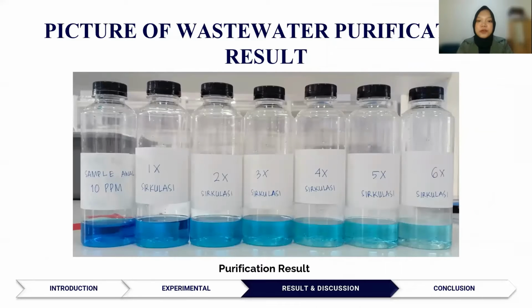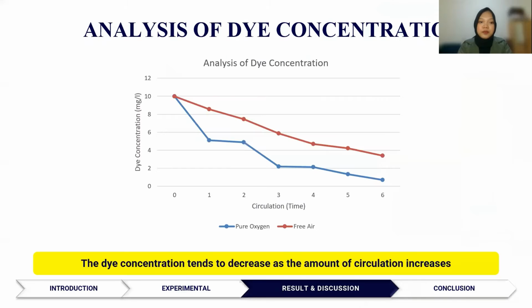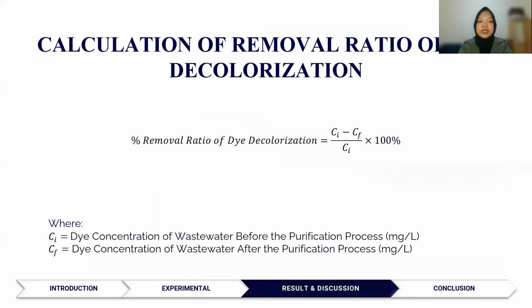Here is the picture of wastewater purification result. We know that the more the number of circulation, the purer the wastewater will be. And here is the graph of dye concentration. From the graph, we know that the dye concentration tends to decrease as the amount of circulation increases.